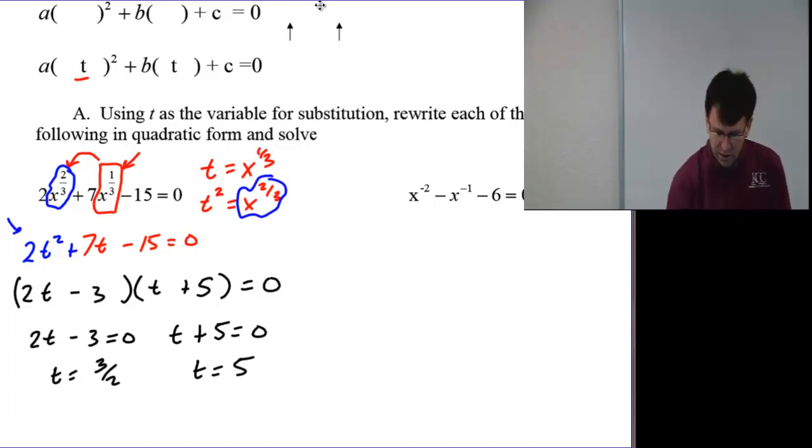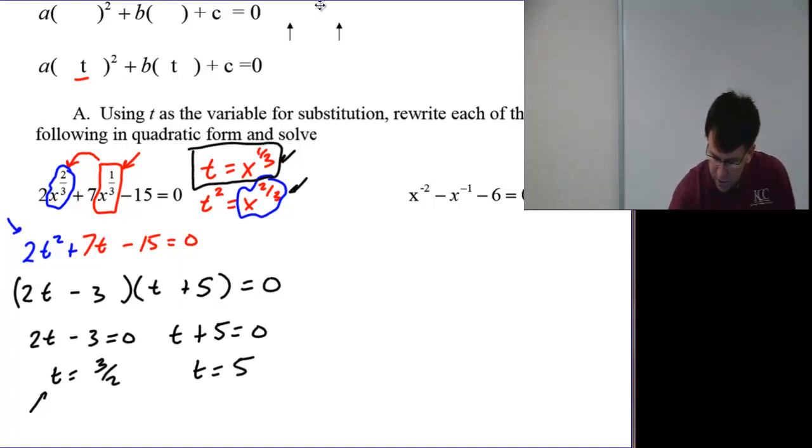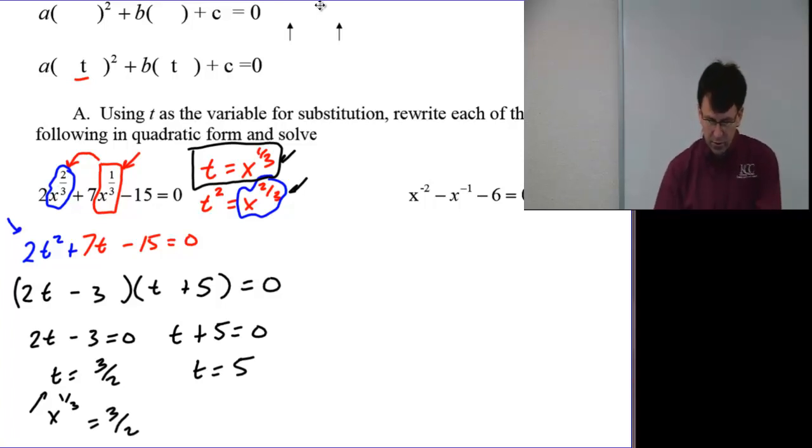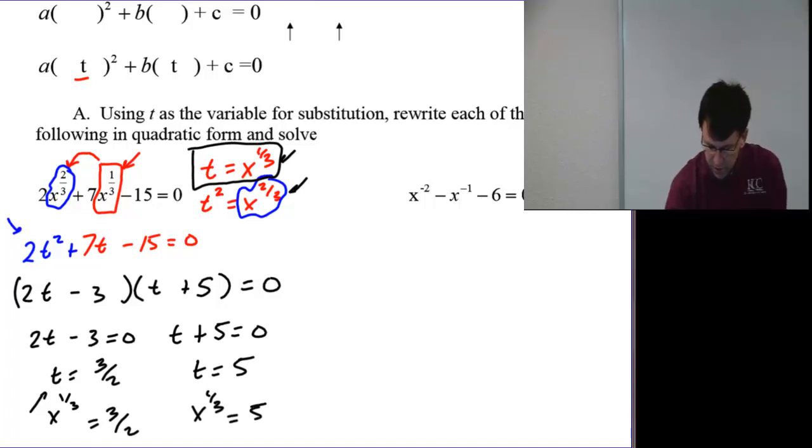Now, the common mistake here is that people will substitute back in here this one time and then that one time. How much is a t worth? Originally, we stated that t was x to the 1/3. So I'm going to substitute back to my x variable and say, well, t was x to the 1/3. So that means that x to the 1/3 equals 3/2. And right here, that also means x to the 1/3 equals 5.